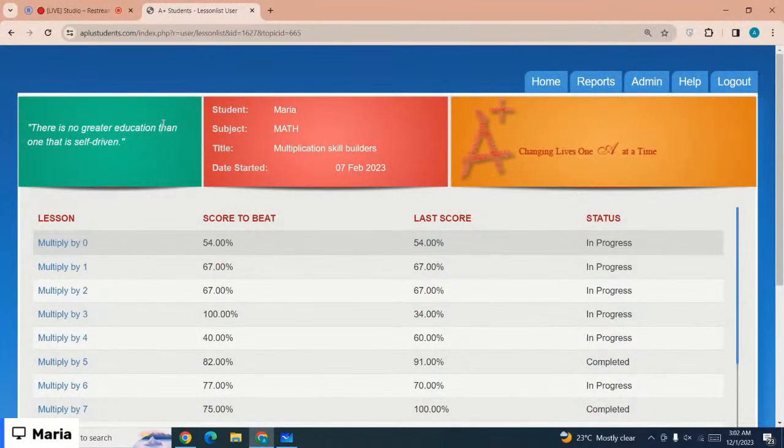Okay, here I am on grade 3 math. The chapter we're working on is multiplication skill builder. So let's just start with the lesson. Please make sure you have your notebook and pencil so that you can note down the important examples and definition as well, right? So make sure you have your notebook and pencil, no guesses. Let's just start with the first lesson, that is multiply by 0.